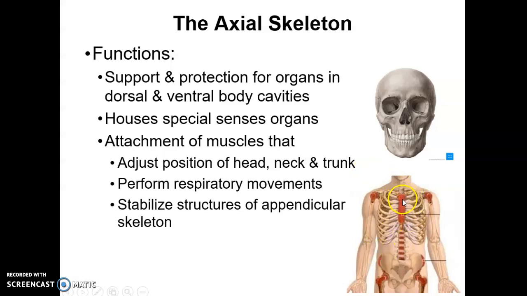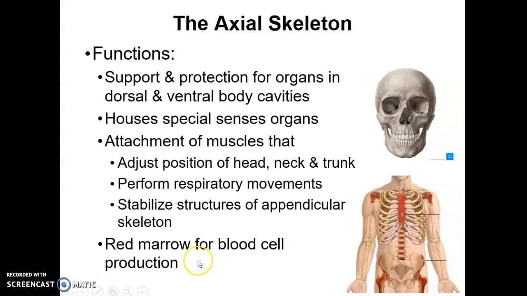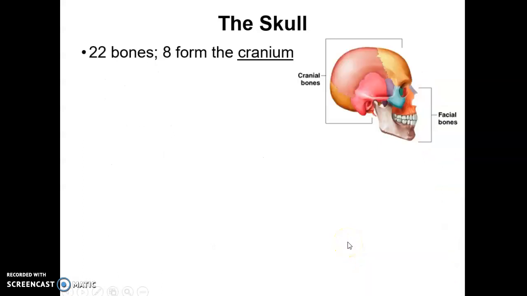It also serves as a stabilizing structure for the appendicular skeleton, which is attached to the axial skeleton. Also a site for blood cell formation in the red bone marrow, in the enlarged portions of the bones that have spongy bone within them of the axial skeleton. And we'll see the appendicular skeleton and their epiphyses also serve as sites of blood cell formation. Let's move into the skull.